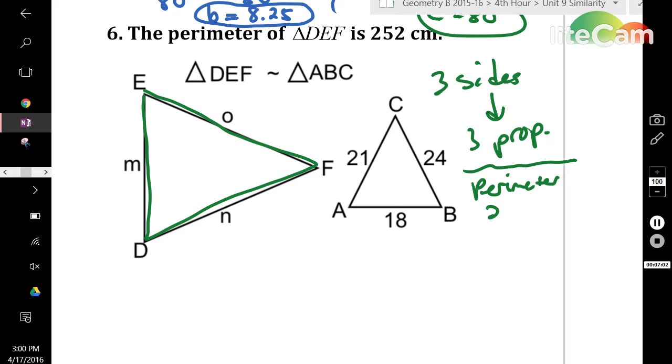You're simply just going to add up the 3 that you know. That gives you the perimeter all the way around the triangle. So 21 plus 24 is going to be 45. 45 plus 18 is going to be 63.